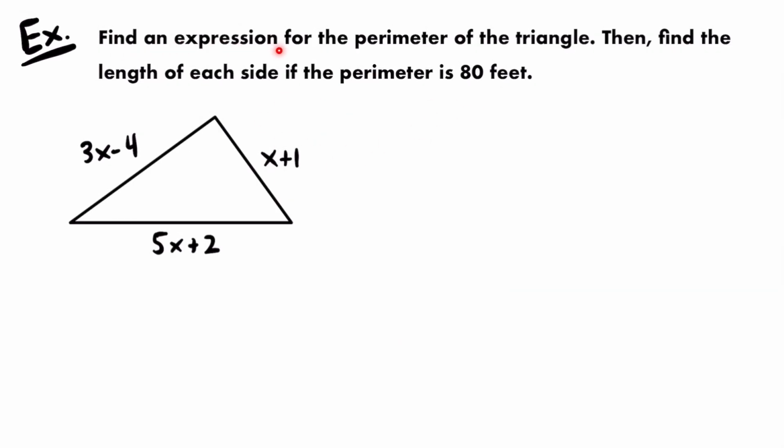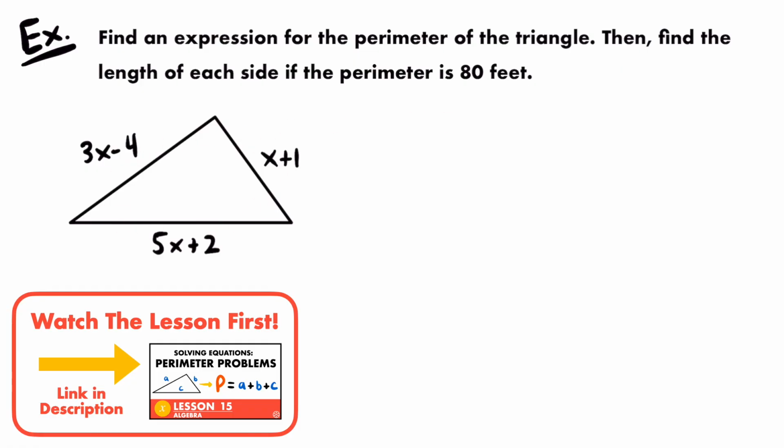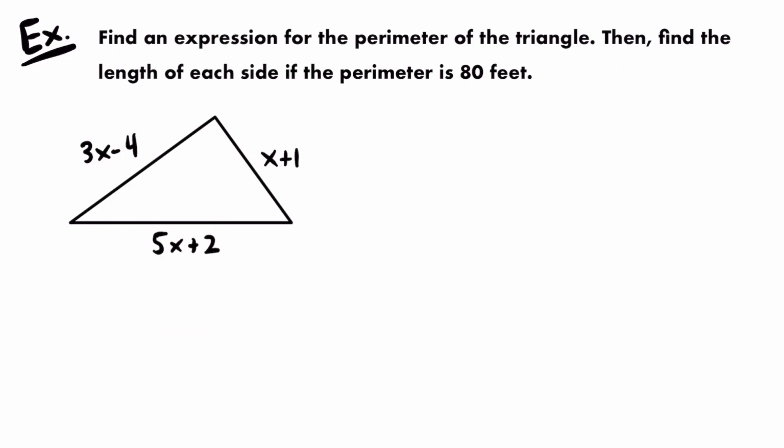We want to find an expression for the perimeter of the triangle, and then find the length of each side if the perimeter is 80 feet. Okay, so we're given a triangle here with three sides measuring 3x minus 4, x plus 1, and 5x plus 2.